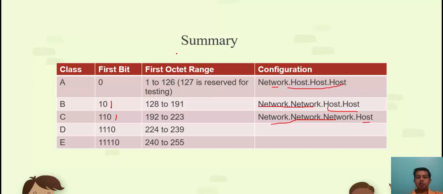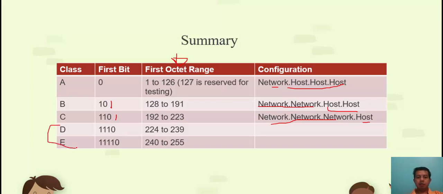And this is the range of the first octet. This is important because just by looking at the decimal value of the first octet, we can very easily say whether that IP address is of Class A or Class B or Class C. If the first octet decimal value is between 1 to 126, it is a Class A address. If it is between 128 to 191, we can easily say that the IP address is of Class B. And if it is between 192 to 223, this is a Class C IP address.